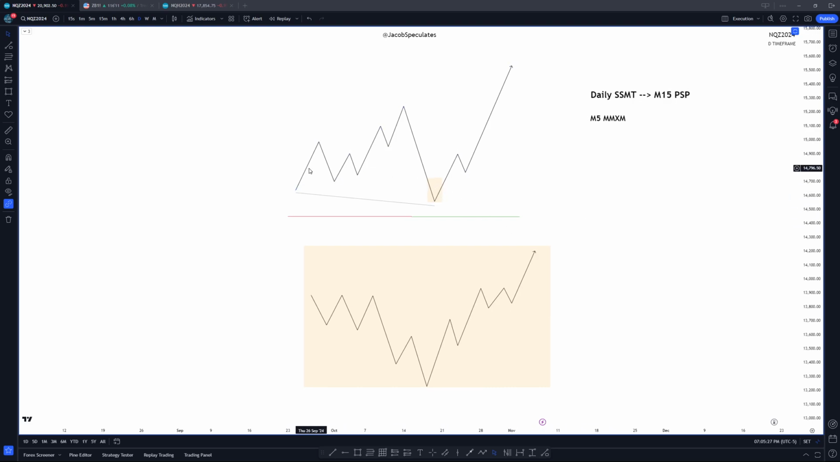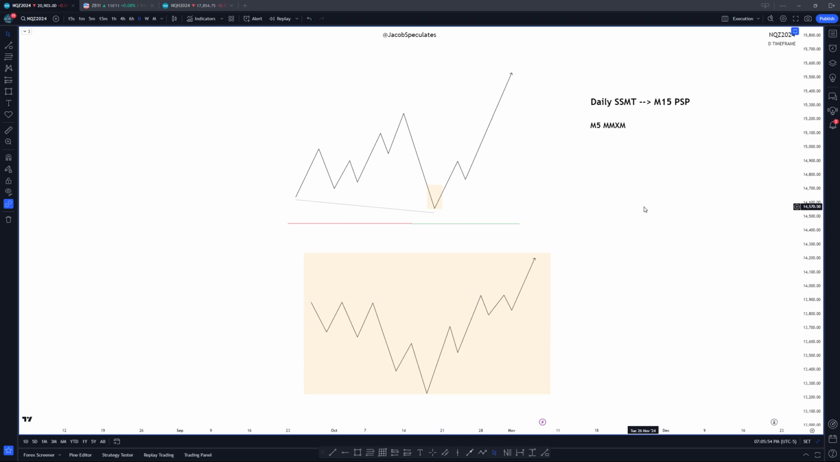So I'll say it one more time. Say this is a daily SMT right here. And this highlighted area is a 15-minute precision swing point. Within that precision swing point, you'll have something that looks like this. And this would be a normal market maker model. And then down here, you'll have another precision swing point. So that is something for you guys to go into the charts yourselves and look for, because I know a lot of people are struggling with where do I enter, how do I enter. This should aid a little bit of that.